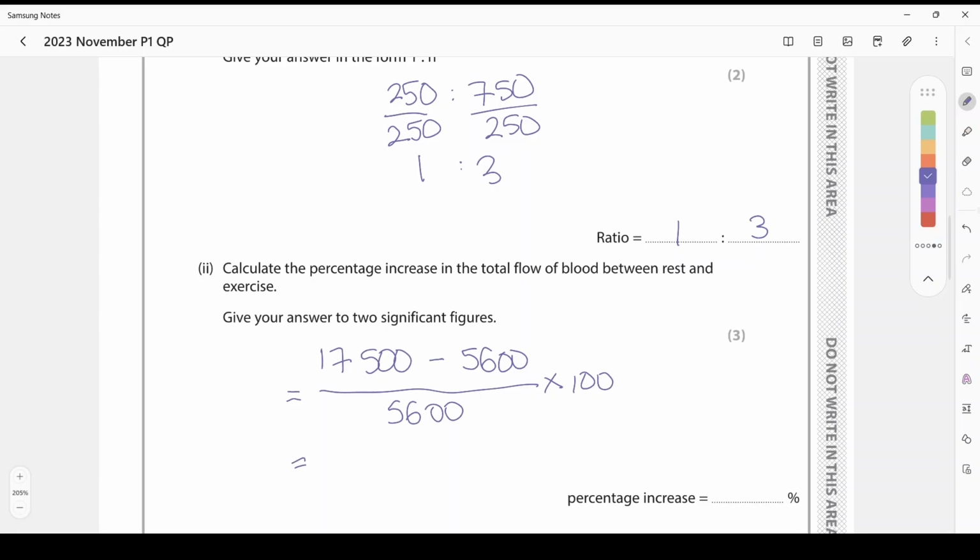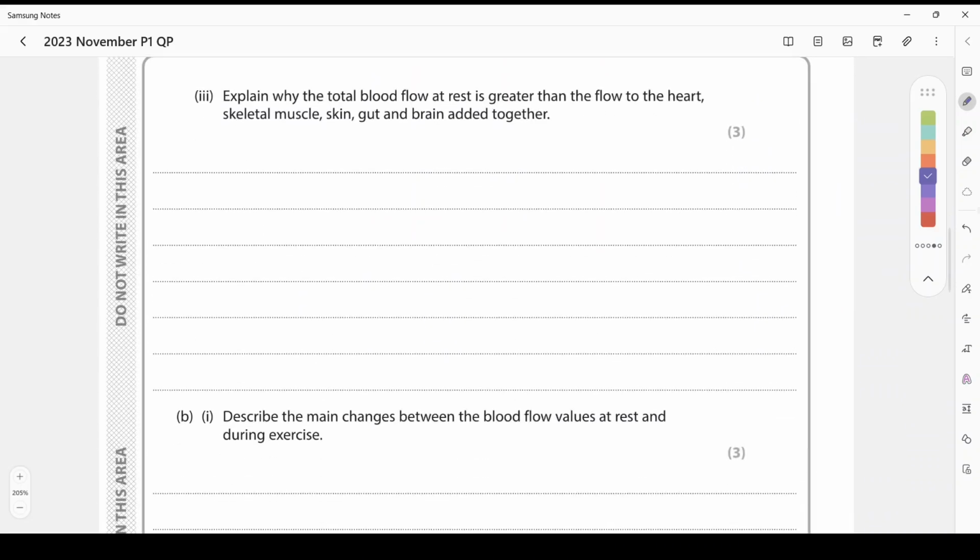So 17500 divided by minus 5600, and then we divide that by 5600, and we get 2.125, and then we times that by 100, we should get 202.5%. But because it's asking for two significant figures, you would write that as 210%. So 210% increase. All right, let's move on to part 3.